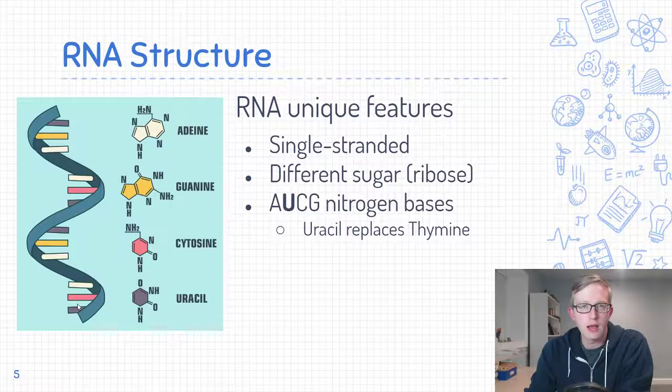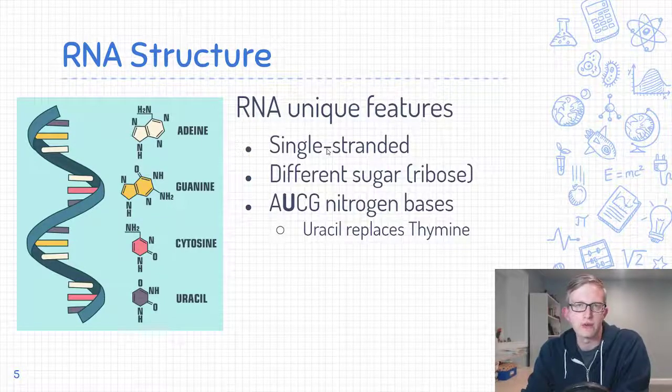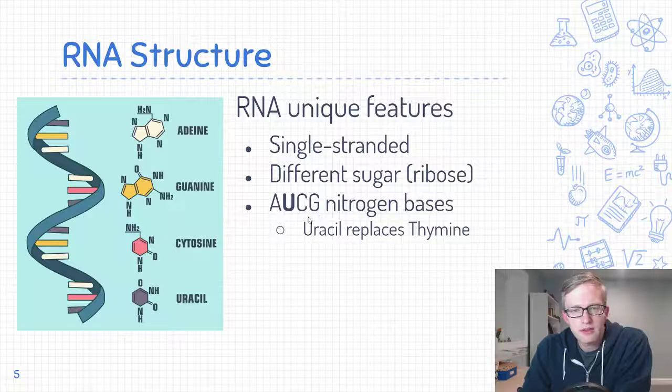First off, it's ribonucleic acid. It has a ribose sugar. It's single-stranded. That's important. That's a pretty big difference, and that's a big part of why it's easier to move around inside of the cell, because it's a smaller molecule. And then the other thing that makes it a little bit different is that it doesn't have thymine.